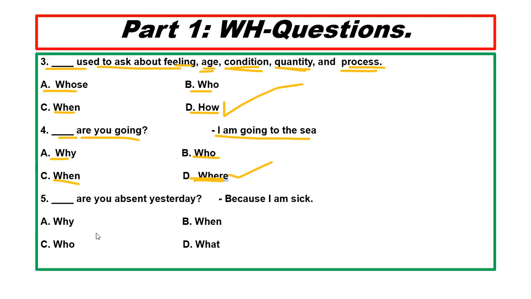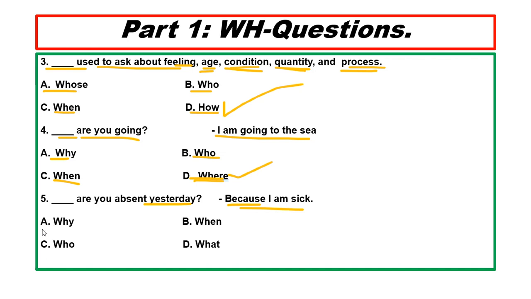Okay. Next, blank, are you absent yesterday? So this is the reason here. I am sick because I am sick. So you're absent yesterday, so you did not go to school yesterday. So yesterday is Saturday, or for example, it's Monday. So yesterday, we can say why. So blank, are you absent yesterday? So because I am sick. Because I am sick. So you're sick, so maybe you have a fever, you have a runny nose.